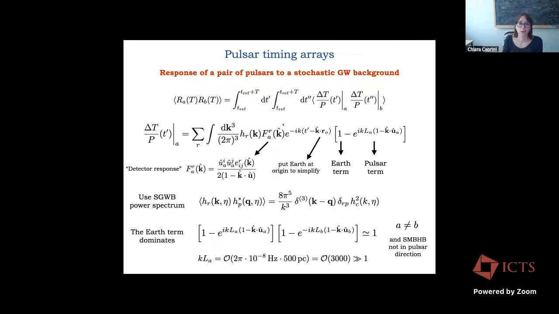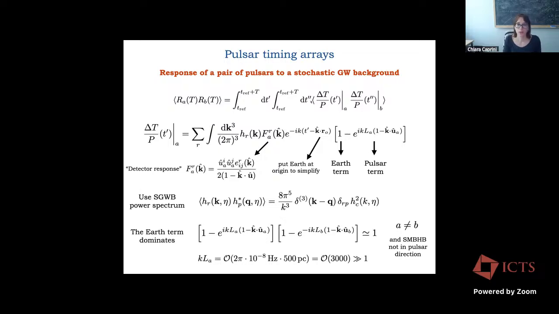Okay, and now this factor here is what is usually referred to as the detector response. It is a projection factor that tells you, with respect to the amplitude of the gravitational wave, how much becomes a signal, becomes a timing residual, depending on the geometry of the situation. Right, and now you imagine that you substitute this thing here into here for pulsar A, and the equivalent one into here for pulsar B.